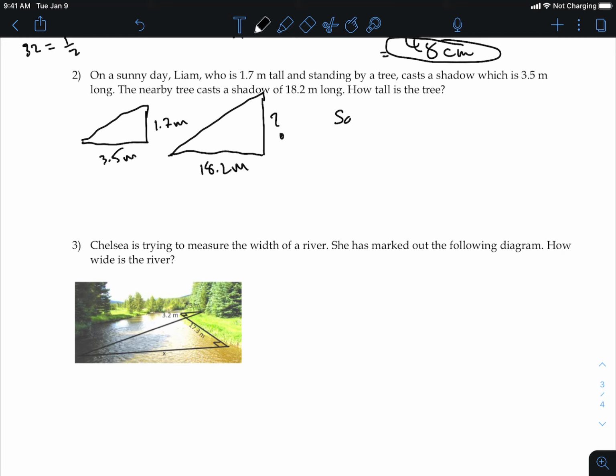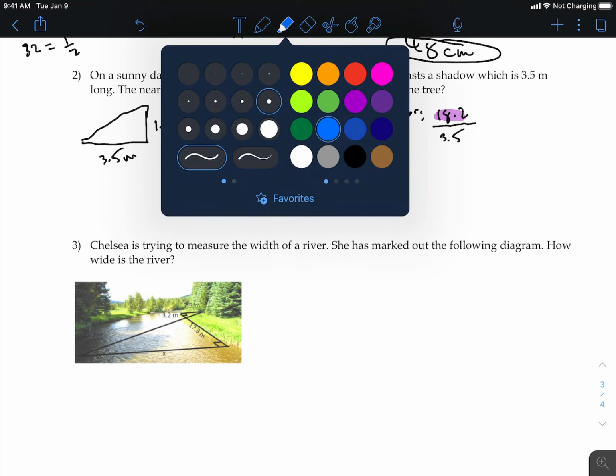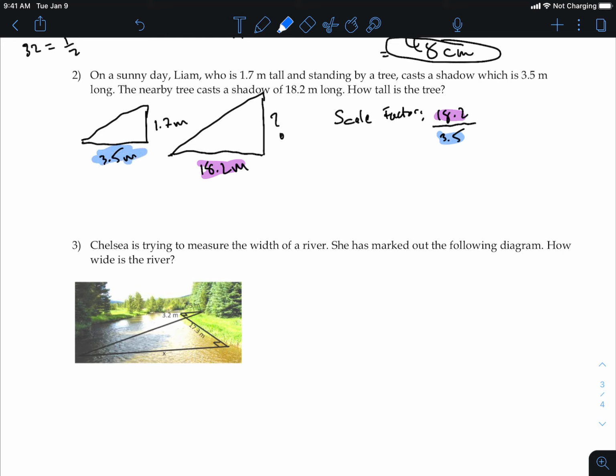You can take the scale factor, which is what Ibrahim just said. We can go 18.2. I'm going to a smaller triangle, so I'm going to divide by 3.5. Can everybody see where those numbers came from? 18.2 and 3.5. What's that number? 5.2. Okay. That's just the scale factor. There's no units on that.